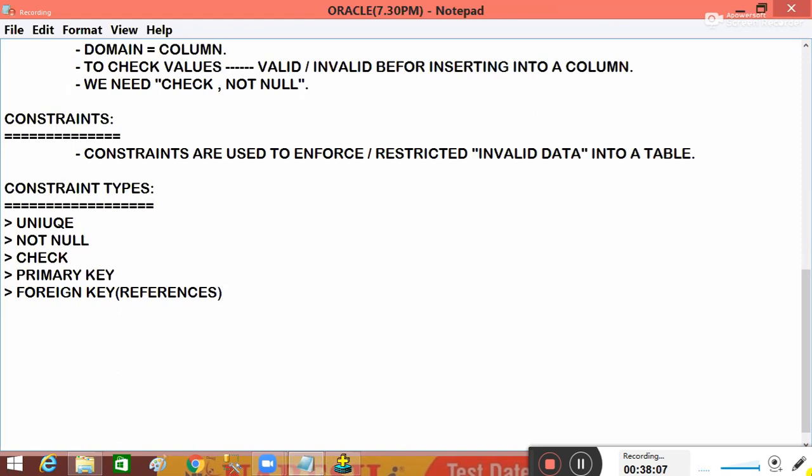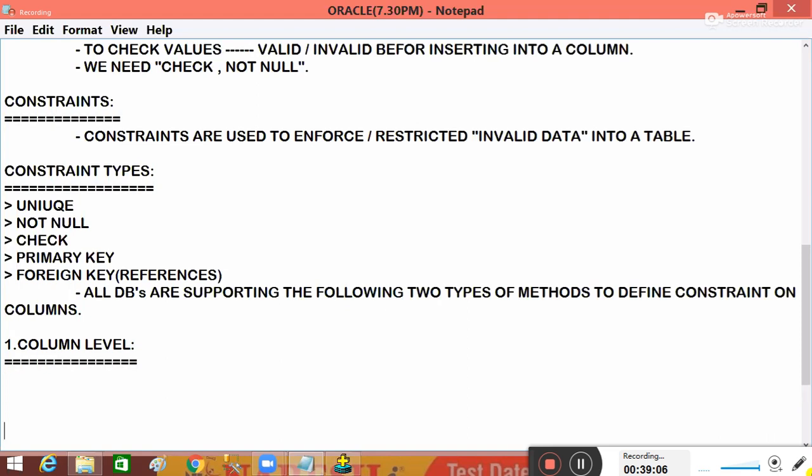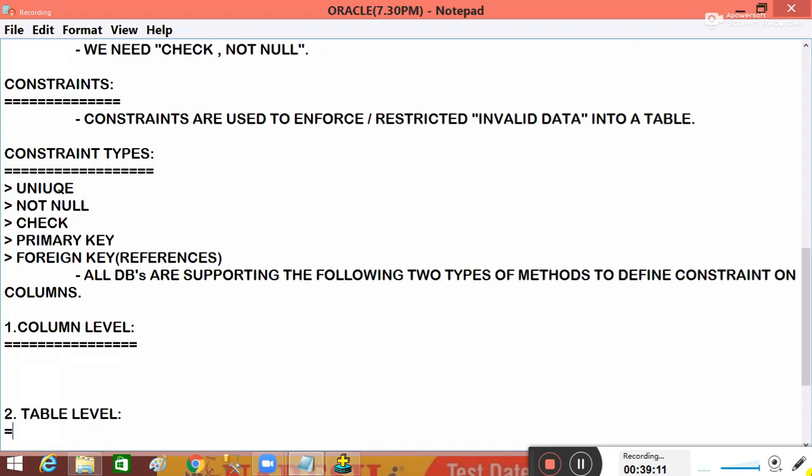All databases support the following two methods to define constraints on table columns. The first one is called column level constraints, which is one level, and the second one is called table level constraints, which is another level.